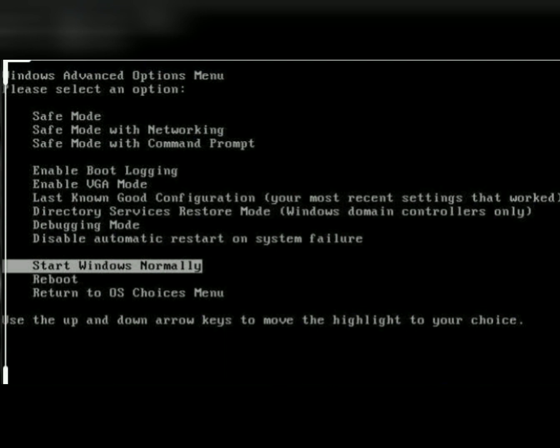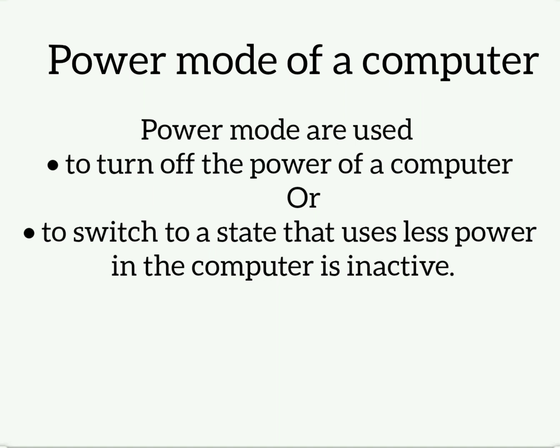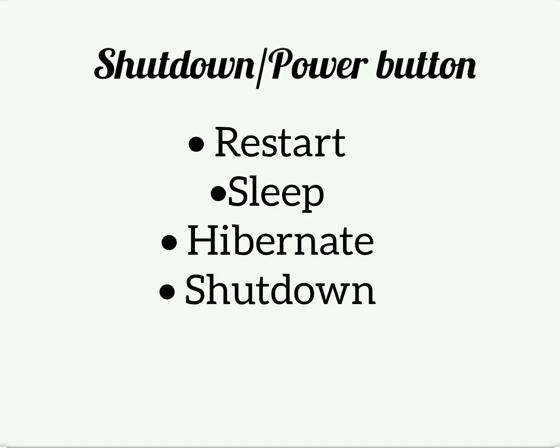Let us see the example of how to shut down the computer. Before that, now the last topic of the chapter, that is power mode of a computer. Power modes are used to turn off the power of a computer or to switch to a state that uses less power when the computer is inactive. When you click on the shutdown or power button, there are a few options like restart, sleep, hibernate and shutdown.